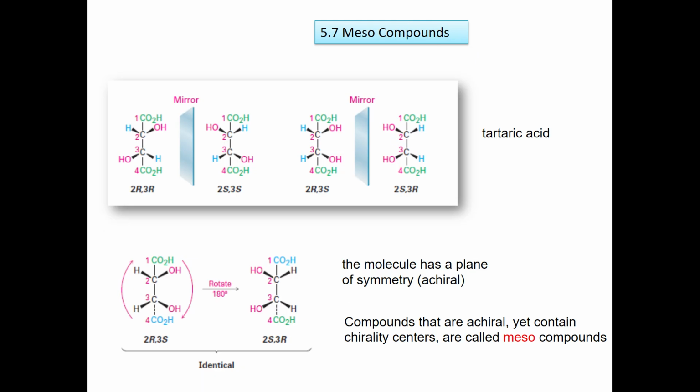Good. What is a meso compound? A meso compound basically is a compound that looks chiral, but it's not chiral. For example, we have this compound, okay, 2R,3R and 2S,3S. Or we have this compound, the 2R,3S, 2S,3R.